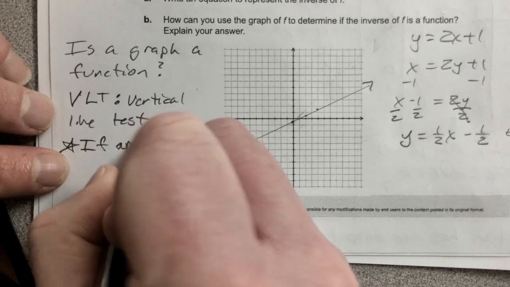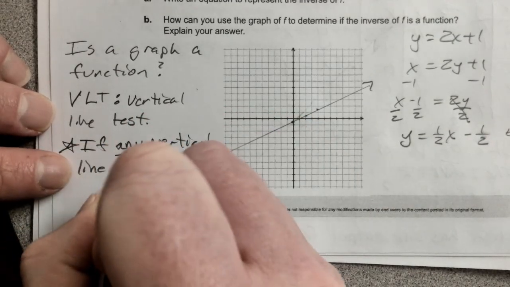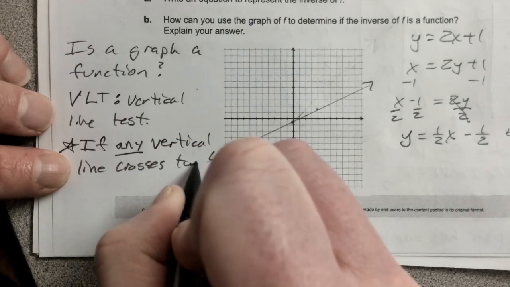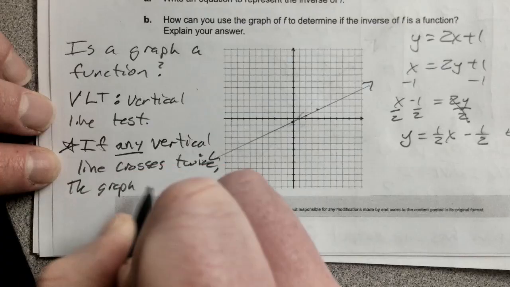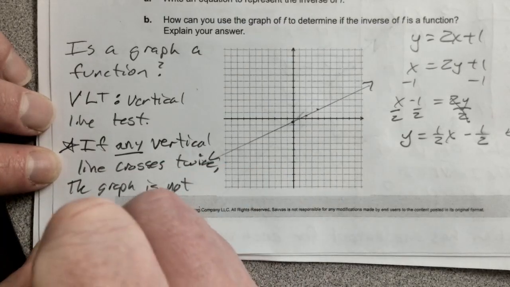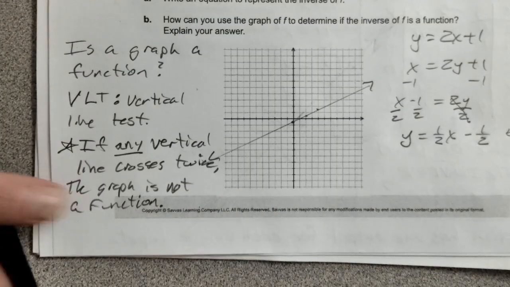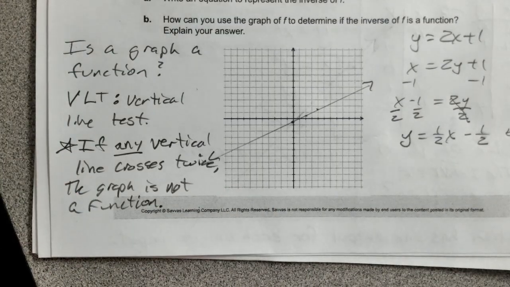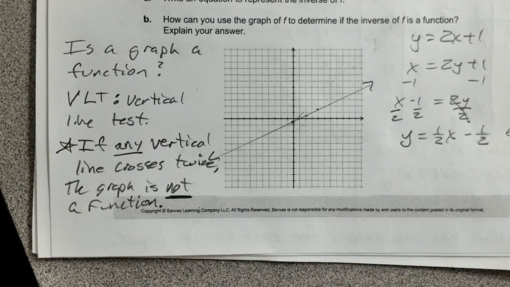So let's write out the rules here. If any vertical line crosses twice, the graph is not a function. Otherwise, it is a function. So that's how we can determine if a graph is a function.